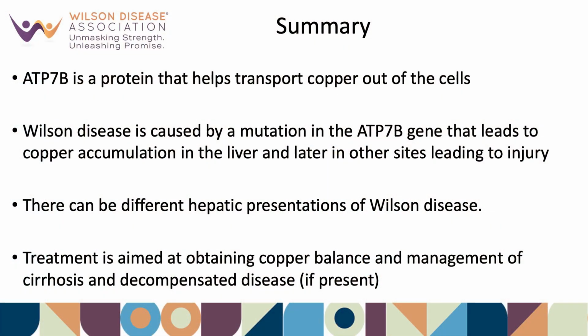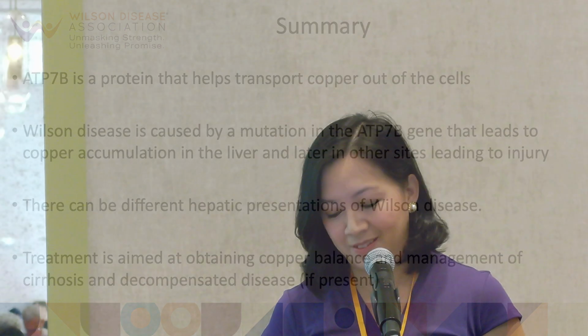So I think in summary, ATP7B is a protein that helps transport copper out of cells. Wilson disease is caused by a mutation in the ATP7B gene that leads to copper accumulation in the liver and later in other sites, leading to injury. Remember, there can be different hepatic presentations of Wilson's disease, and management treatment is aimed at obtaining copper balance and management of cirrhosis and decompensated disease if present. Thank you.